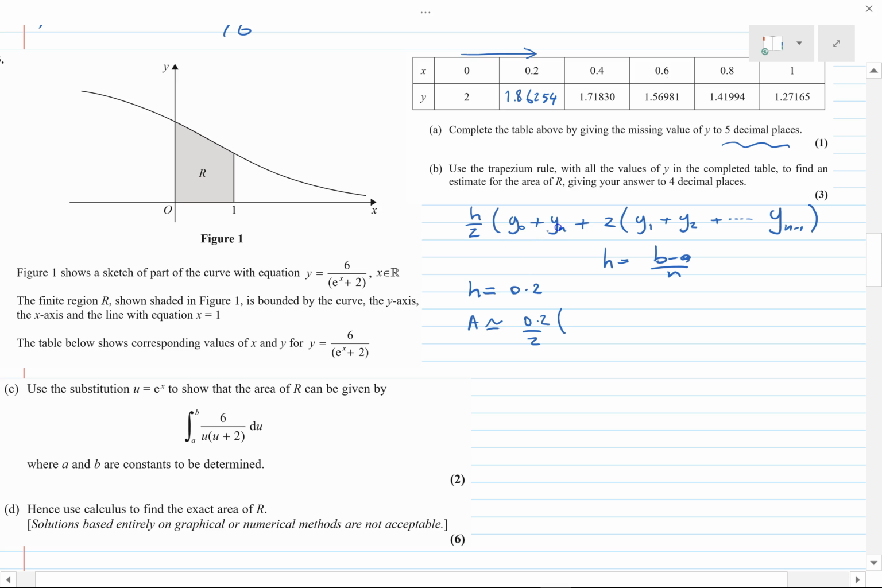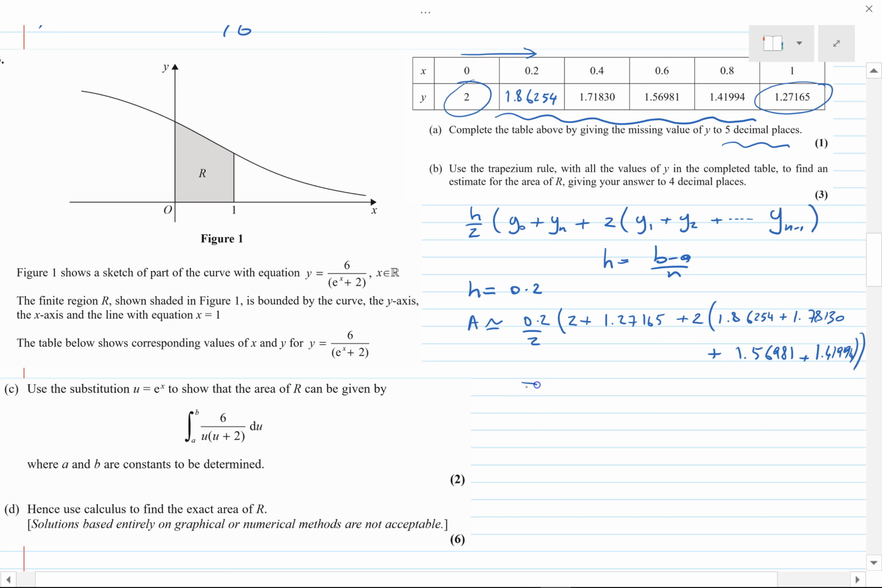So that's y0 plus yn, that's the first plus the last ordinate. So that's 2 plus 1.27165 plus 2 times the sum of the middle ordinates. So that's 1.86254 plus 1.78130 plus 1.56981 plus 1.41994.